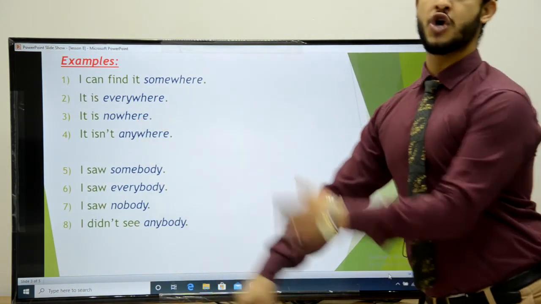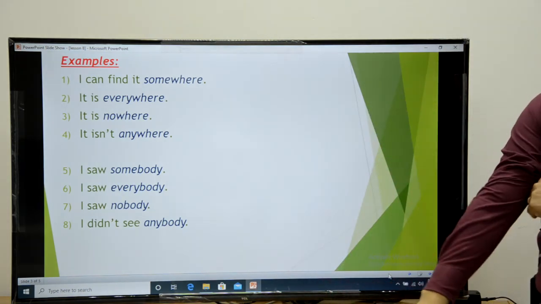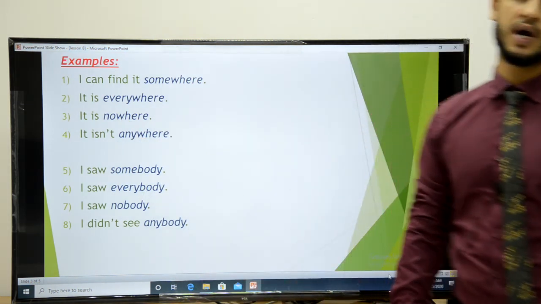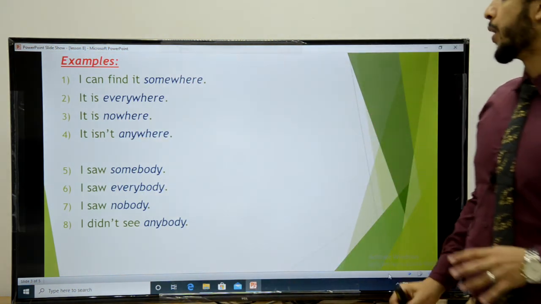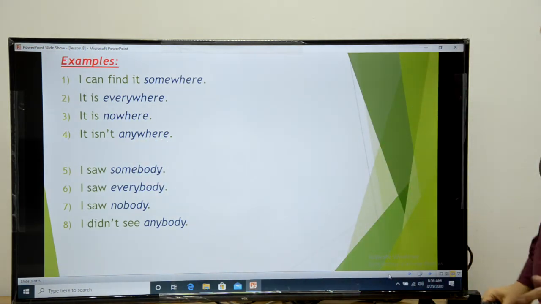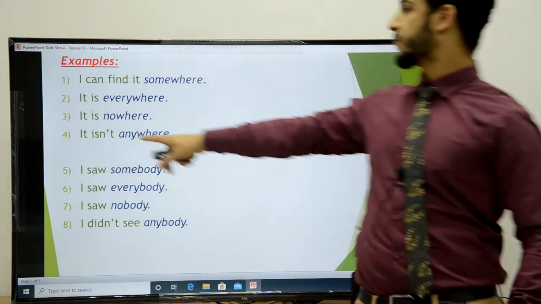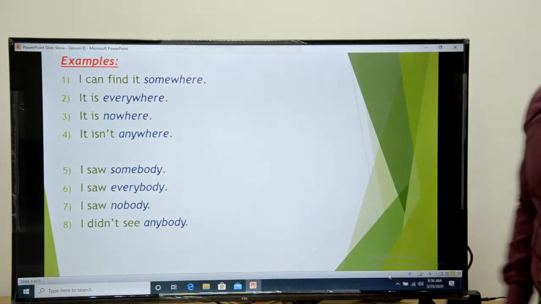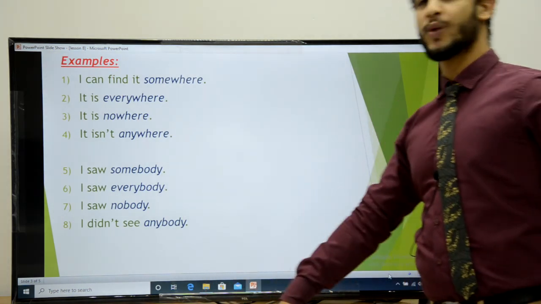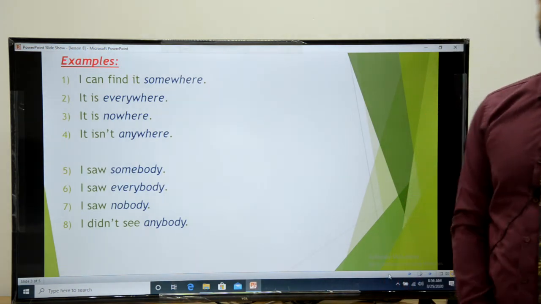It is nowhere. Okay. It means negative meaning. But we didn't say not because nowhere is negative on its own. Number 4, it isn't anywhere. As you see, anywhere gives a negative meaning, but after not, okay? And don't forget, anywhere, anybody, anything can come in the question, okay?